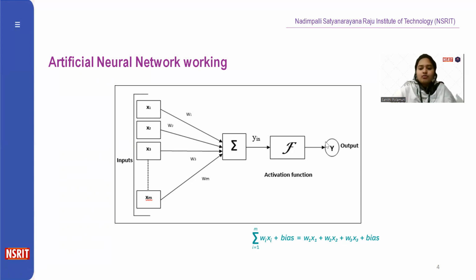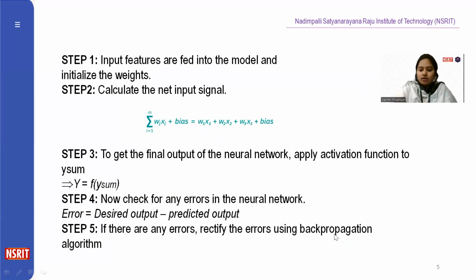Suppose I want my output to be 1. That is my desired output. But after calculating all these things, if my output is 0, so desired output is 1, but my predicted output is 0. Both of them are not equal. That means I'm having an error in my neural network. In those cases, I have to rectify those errors. To rectify those errors, I will be using an algorithm called backpropagation algorithm.